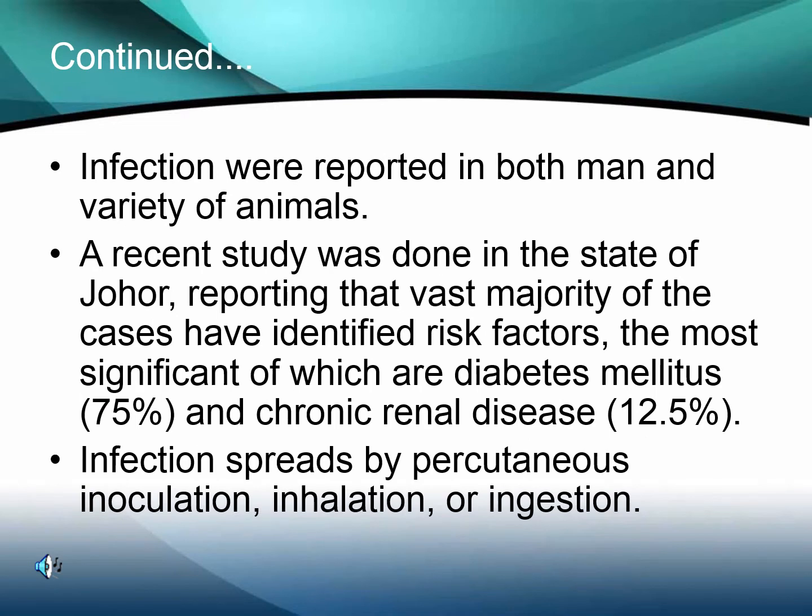Melioidosis is not only reported in humans, it is also reported in many types of animals, including kangaroo, orangutan, and even crocodile. As I mentioned before, a study done in the state of Johor reported that the vast majority of the cases had identified risk factors, the most significant of which are diabetes mellitus and chronic renal disease. The infection is transmitted by percutaneous inoculation, inhalation, or ingestion.